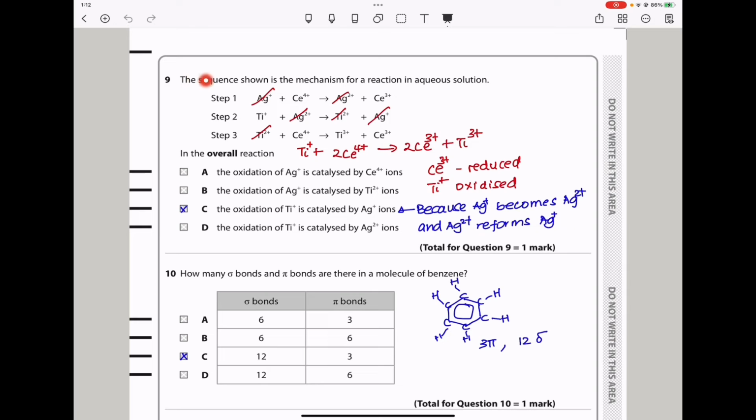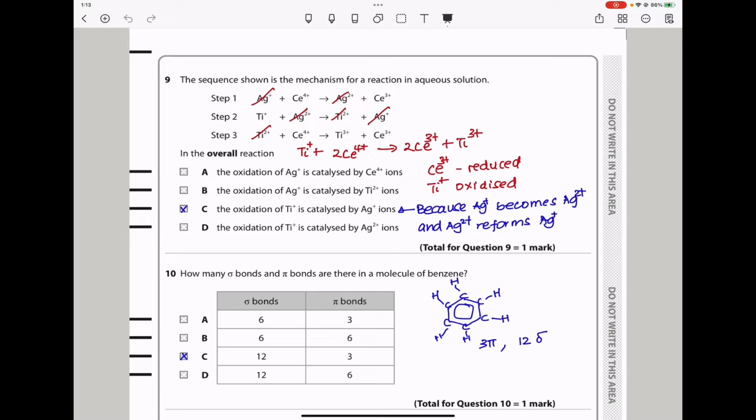In question 9, the sequence shown is the mechanism for a reaction in aqueous solution. We can see all the steps. They ask about the overall reaction, so I try to cancel out similar things. That cancels out with that, this with that, and that with that. So adding up everything, I created the overall equation. We can conclude that silver acted as a catalyst, this silver one.